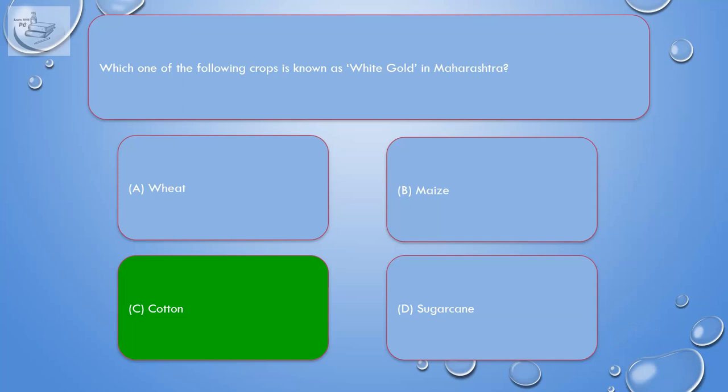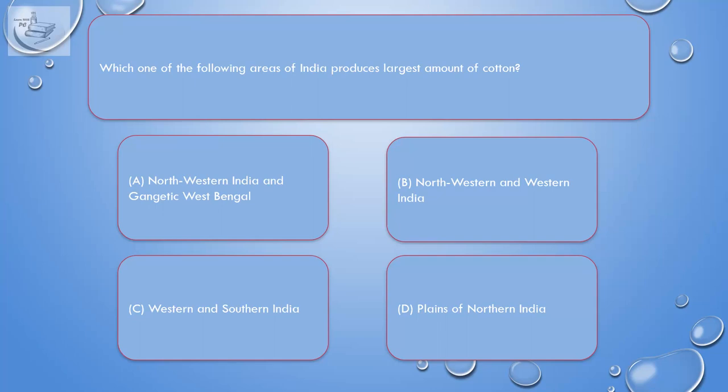Question: which one of the following areas of India produces largest amount of cotton? A. Northwestern India and Gangetic West Bengal. B. Northwestern and Western India. C. Western and Southern India. D. Plains of Northern India. Correct answer is B. Northwestern and Western India.